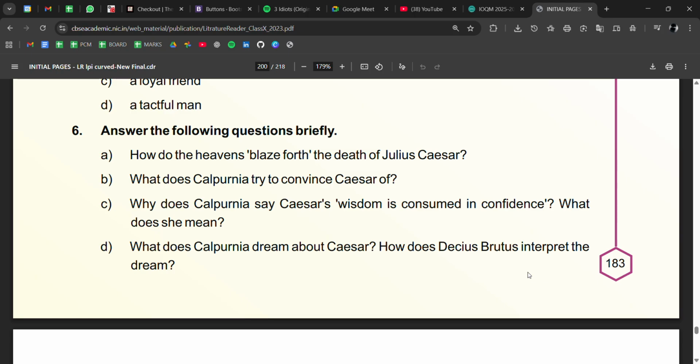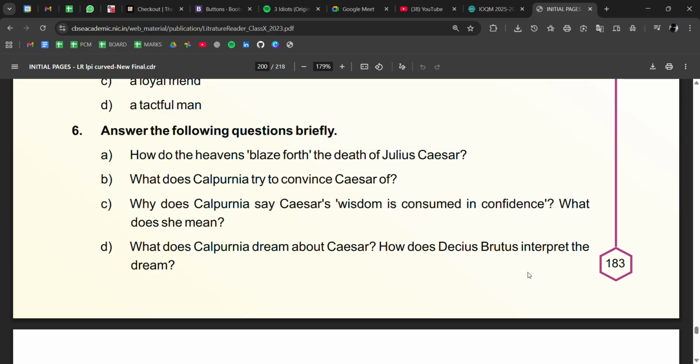So, without wasting time, let's continue with the first question that talks about how the heavens blaze forth the death of Julius Caesar. In this question, it is talking about how in Shakespeare's time, unusual natural events were often believed to be the signs of great happenings.